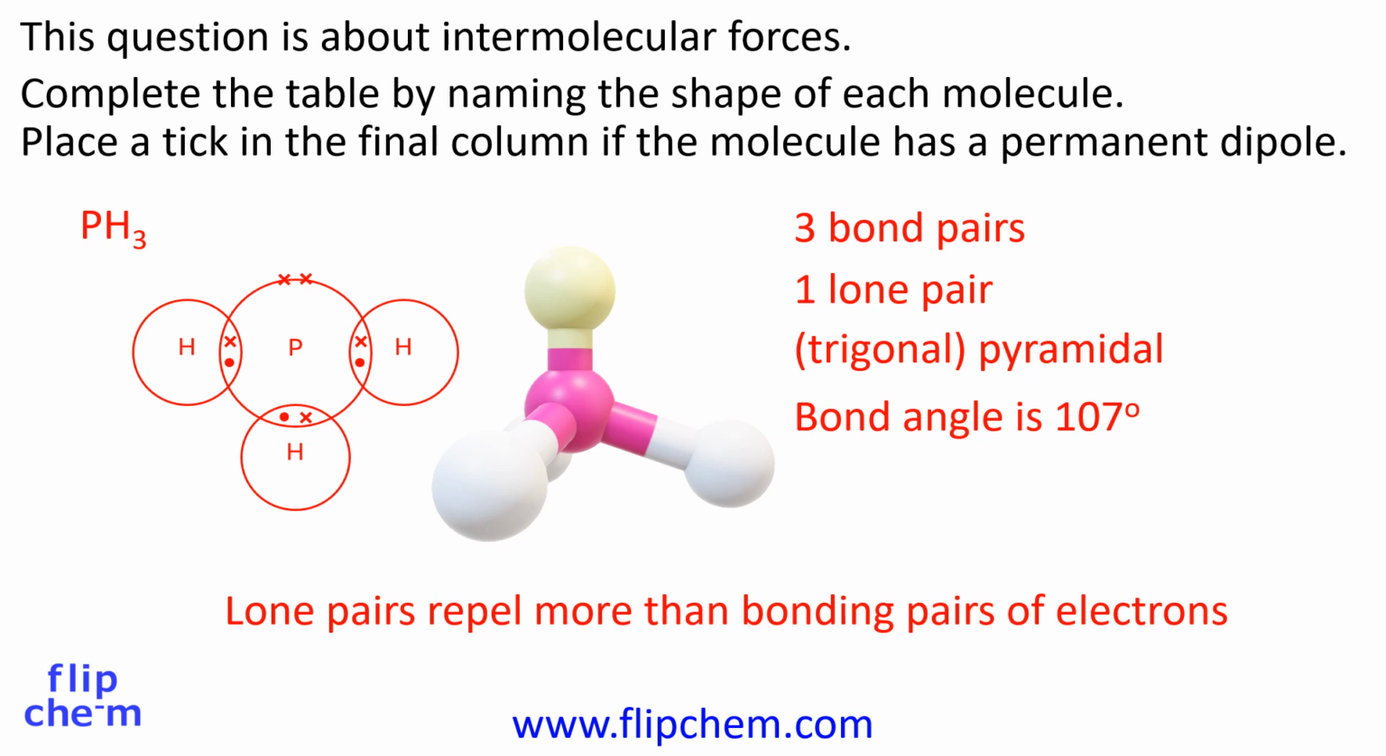Next, let's look at phosphine, PH3. From the dot and cross diagram, we can see that there are 3 bond pairs and 1 lone pair of electrons. The shape is trigonal pyramidal. There are still 4 regions of electron density as there were in SiH4, but the lone pairs repel more than bonding pairs, so the bond angle is reduced by 2.5 degrees. The bond angle in PH3 is 107 degrees.